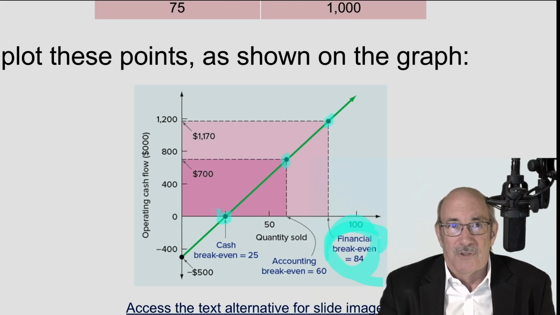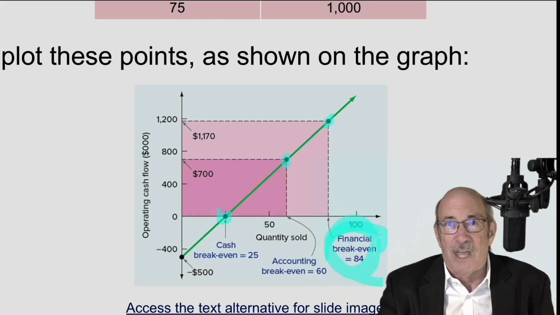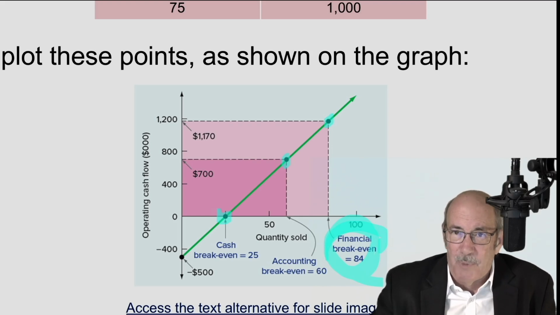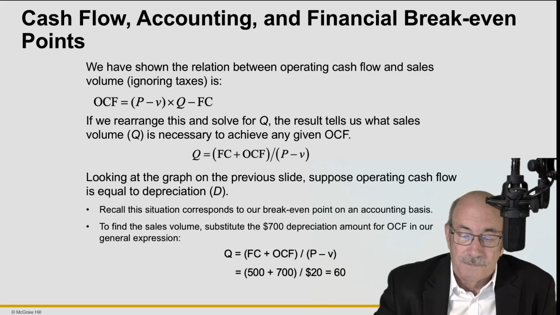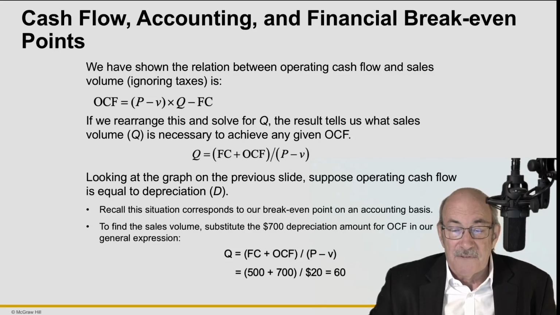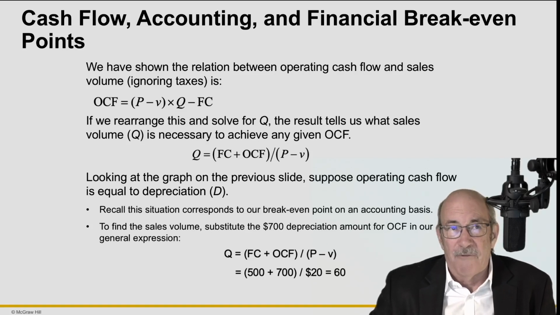It's a lot of risk in a project like that. Now, if we were projecting 100 boats or 110 boats or something of that order, then I'd feel much more comfortable about the project. But this particular project, this example, it's really dicey. Cash flow, accounting, and financial break-even points, we've looked at them here on the graph, and I think that's the key to it all.